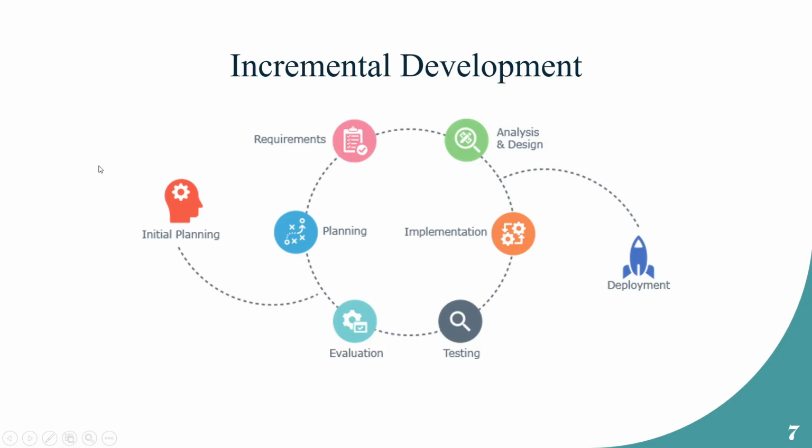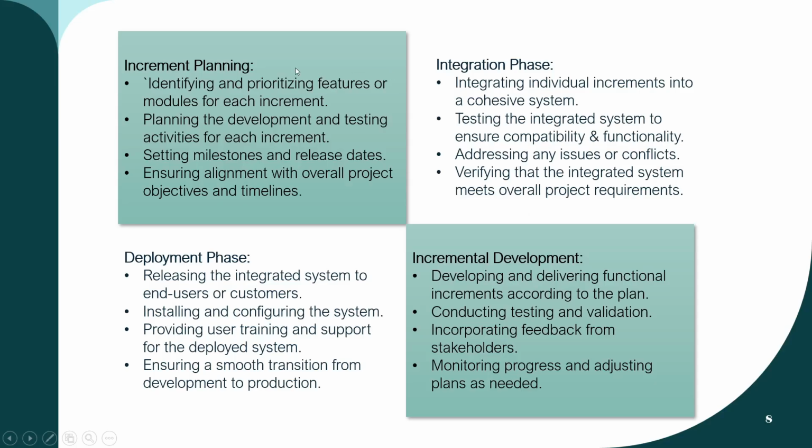So here we are with the topic incremental development. In incremental development, we first need initial planning, requirements analysis and design, evaluation, testing, and deployment. So, first, incremental planning. It includes identifying and prioritizing features or modules for each increment. We are also planning the development and testing activities for each increment. We are setting milestones and release dates. We also ensure alignment with overall project objectives and timelines.